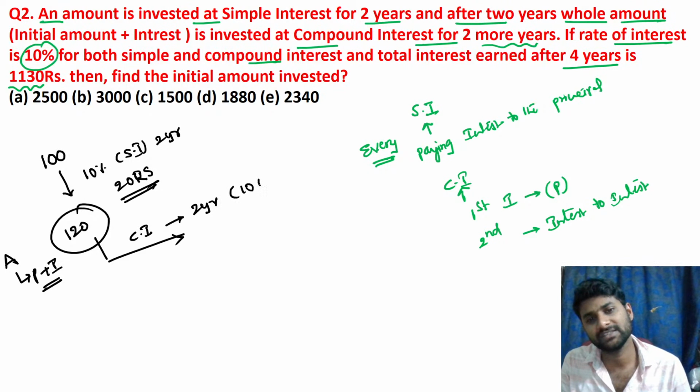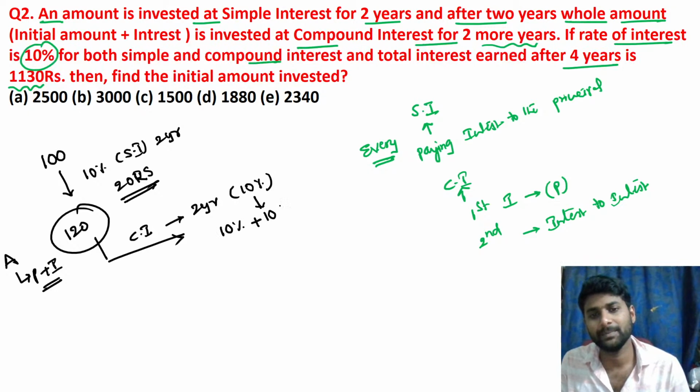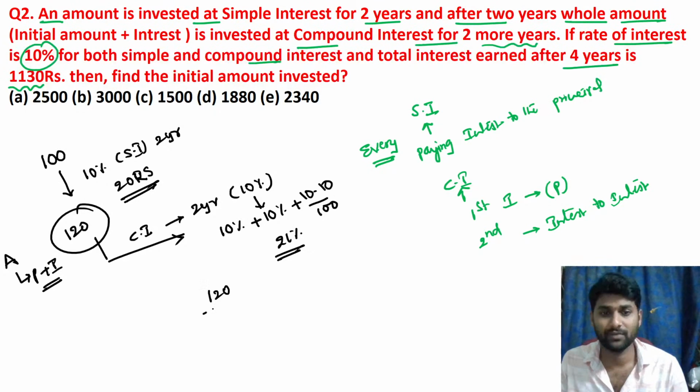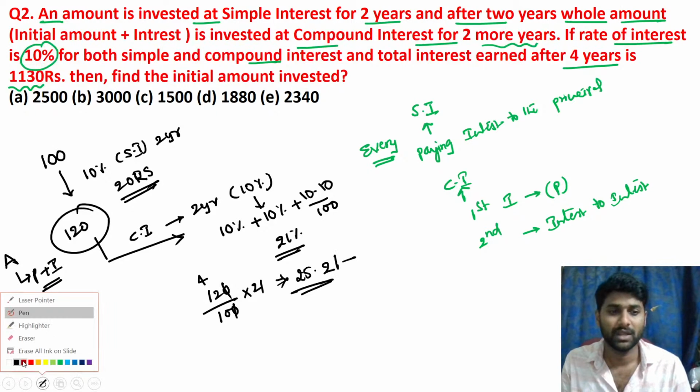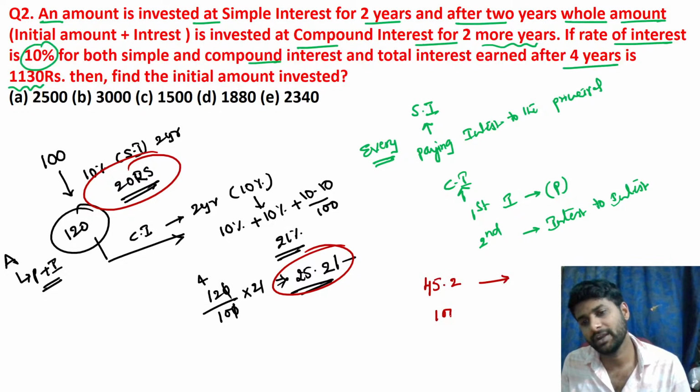Here the rate of interest is 10%. You already know the calculation. For 2 years, the overall rate of interest is 10%, 10%, and 10 into 10 by 100. You can apply the successive percentage concept. Now you have to pay 21% rate of interest on 120 rupees. So 120 by 100 into 21. You can cancel the zeros. 21 twos are 42, and 21 fives are 105, so 25.2 rupees is the interest for compound. Now if you add both, 20 rupees interest and 25.2, the whole value is 45.2 interest we are getting on 100 rupees as principal.